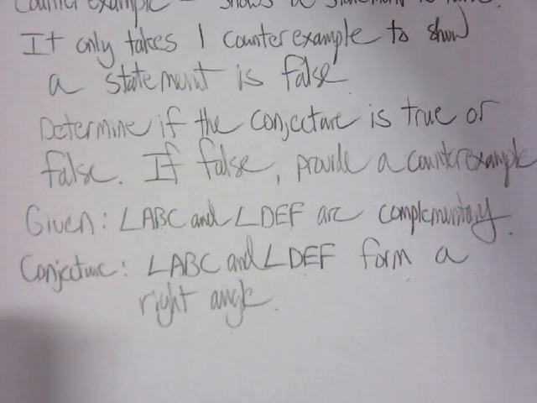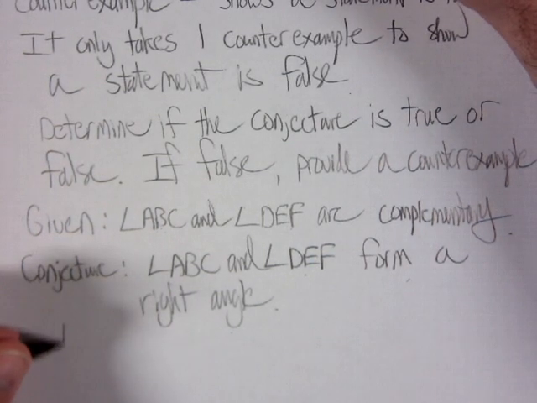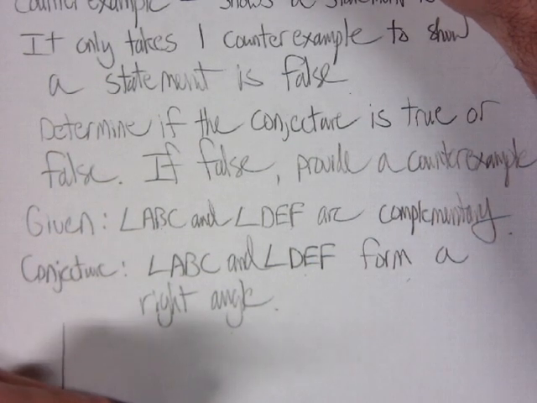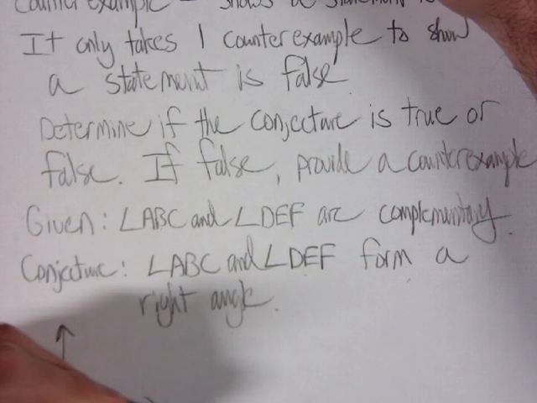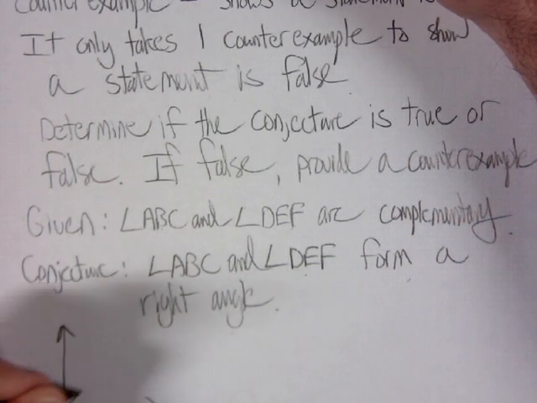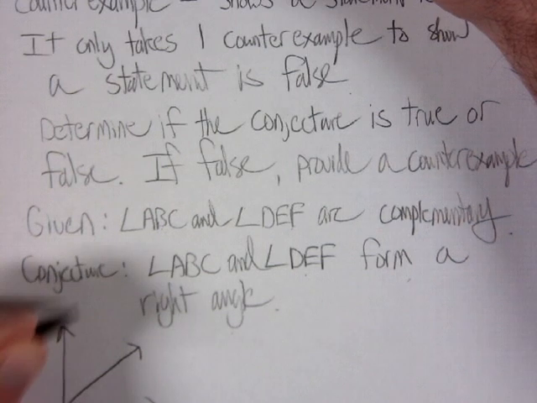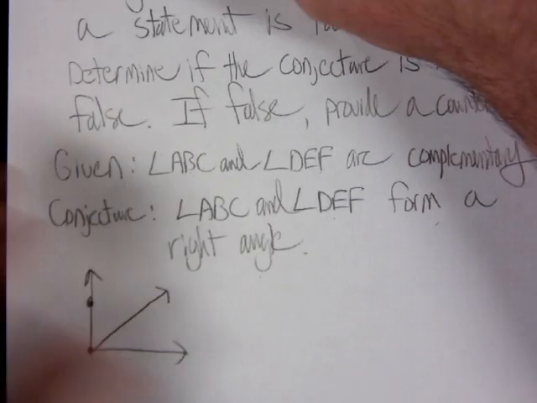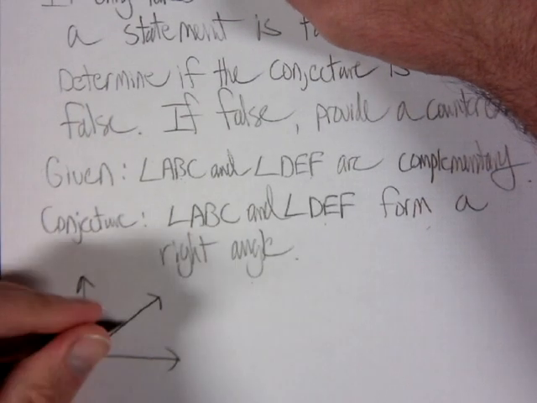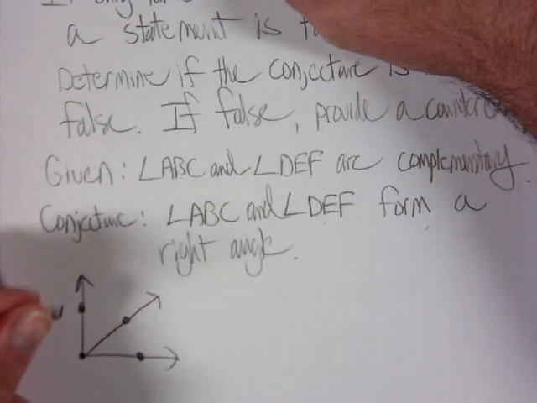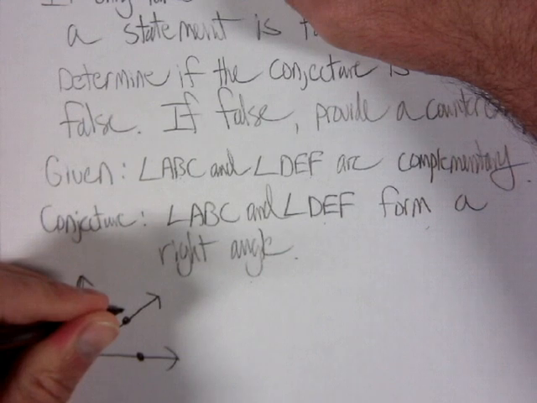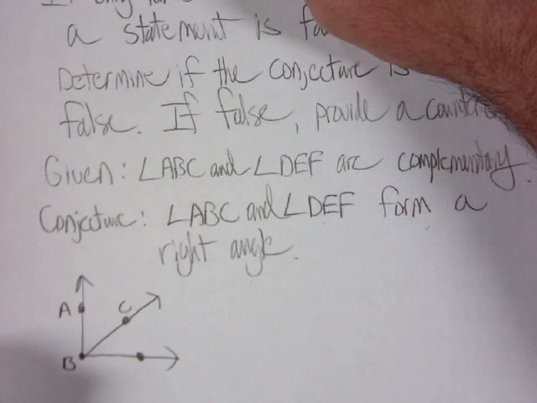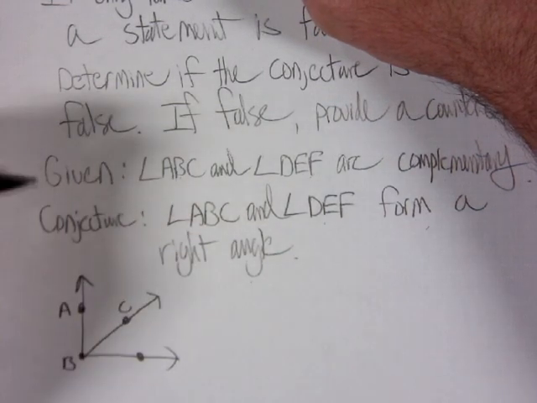So complementary, they add up to 90. So let's say I draw the two angles like this. So I need angle ABC. So we'll make this angle ABC right here. And let's see.